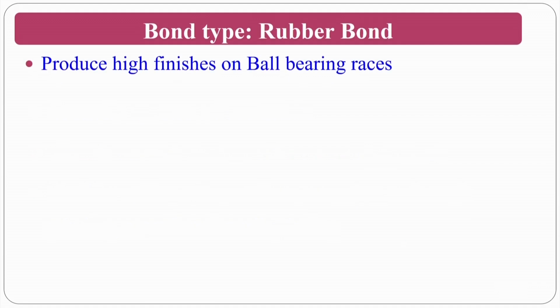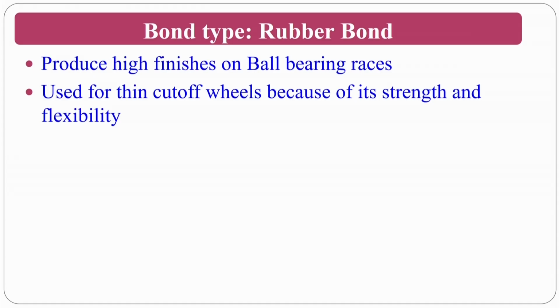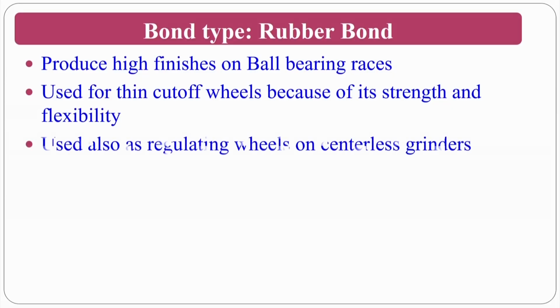Okay. Bond type, rubber bond. Rubber bond produces high finishes. See, as I said, the course deals with abrasive machining and finishing. So, if I want machining, you can go for the previous ones. If you want to go for finishing, normally you can go for the rubber type of bonding. It is used for thin cut-off wheels. Assume that I want to partition this particular sample. I can go for a thin slit cutter, so that it will cut into two pieces.